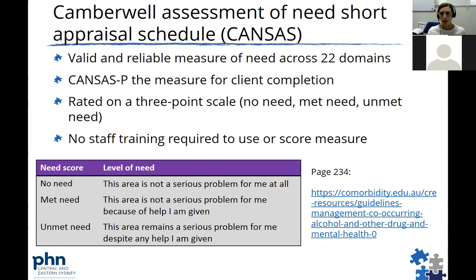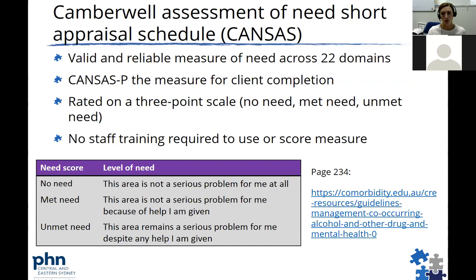The Kansas is a widely used measure, and this assesses need across 22 domains, including accommodation, food, self-care, capacity to look after the home, daytime activities, physical health, psychotic symptoms, mental health and treatment, psychological distress, risk to self and others, AOD use, social relationships, childcare, education, transport, budgeting, and benefits.